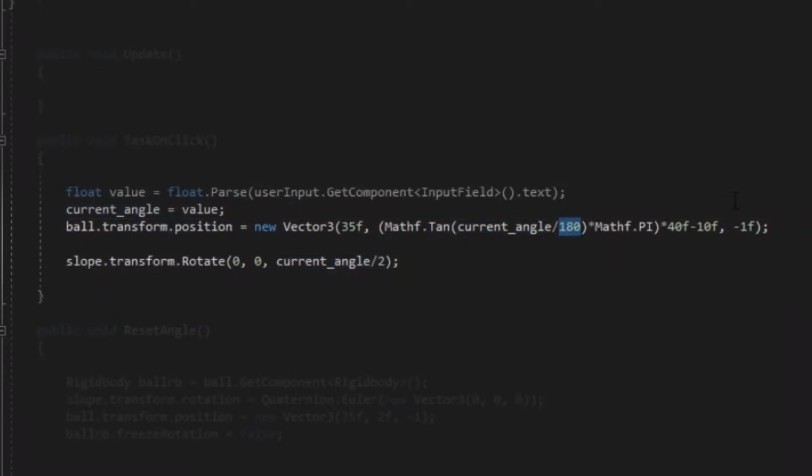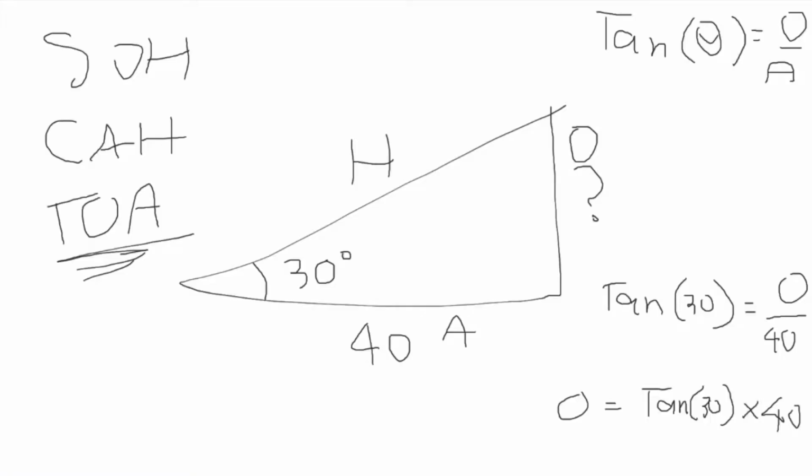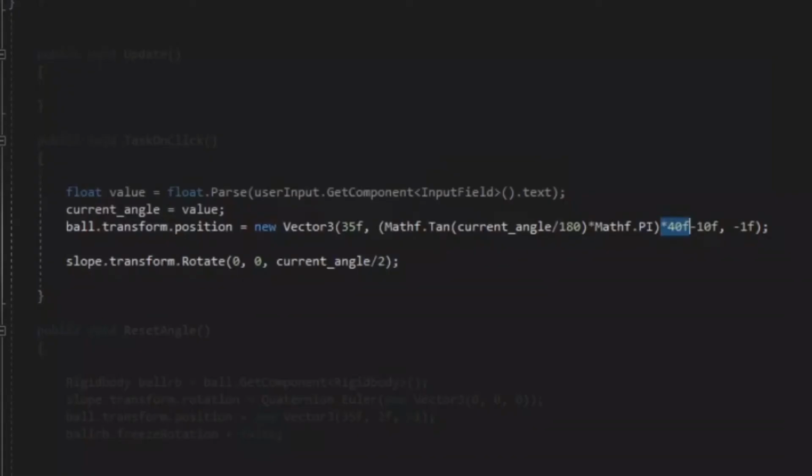So let's go back to the code. I'll explain why we need to divide by 180 and multiply by pi, but for now, I'll just tell you guys. And why do we multiply by 40? Because we multiply by 40 over here, and 40 was the length of the game object that I wanted to find, or I found already. Then minus 10 is just the offset that I need to put because it's a bit wonky.